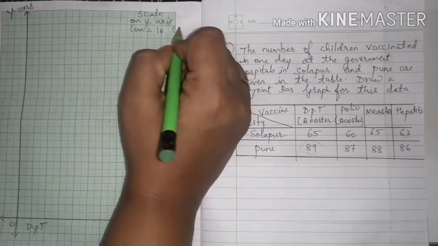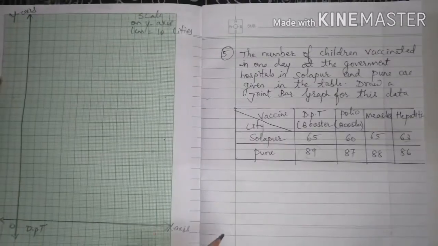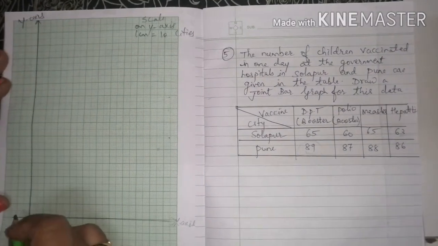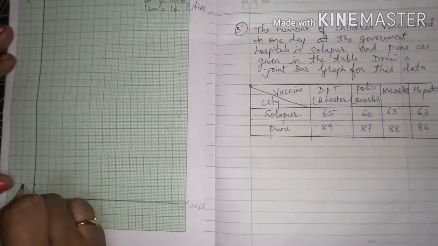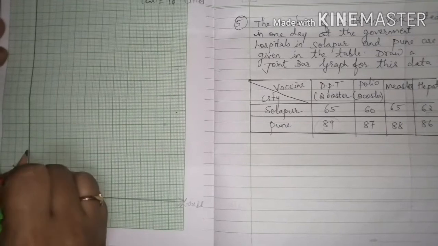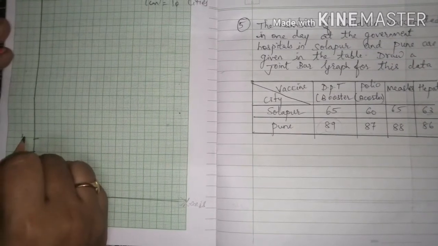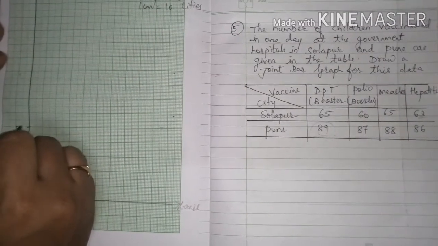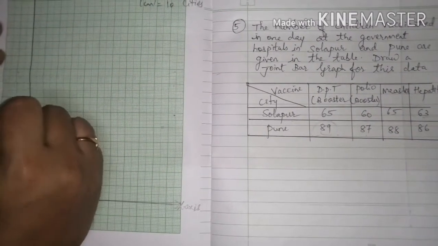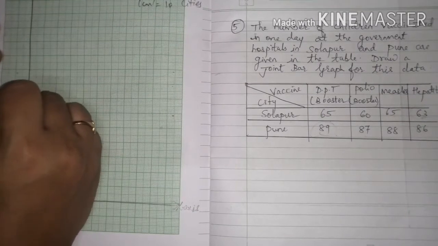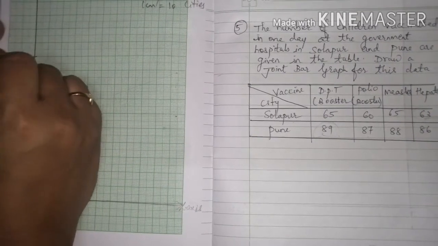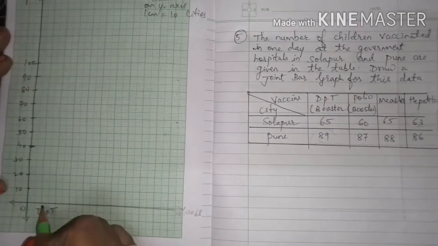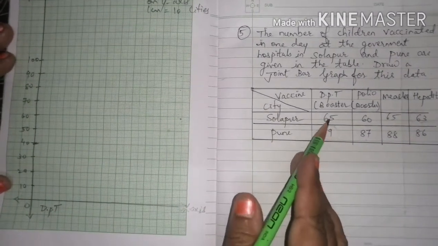Cities, because vaccines we have to show on the X-axis. So 1 centimeter equals to 10, 20, 30, 40, maximum is, say it is 90, we have to show, then 89 it is 60, 70, 80, 90, can show extra also if you want, 100. The first vaccine is DPT booster.